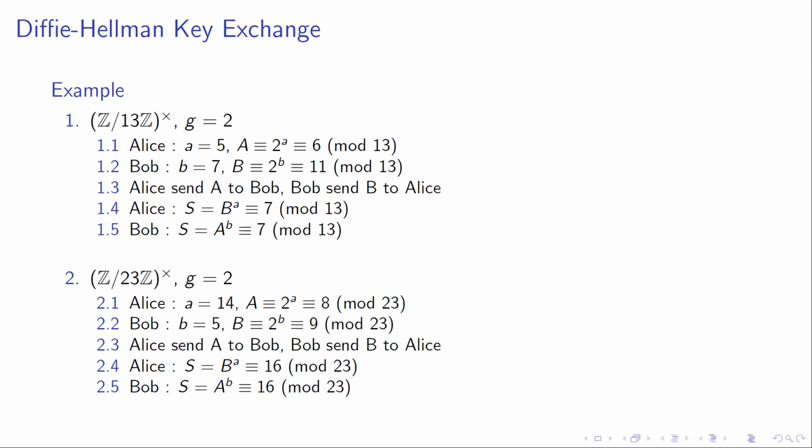So Alice has a equals 14, and big A equals 2 to the power of 14, which is 8 mod 23, and Bob has b equals 5, and big B equals 2 to the power of 5, which is 9 mod 23. Then Alice sends A to Bob, and Bob sends B to Alice. So both Alice and Bob will have S. Alice has B to the power of a, which is 16 mod 23, and Bob has A to the power of b, which is 16 mod 23 also.